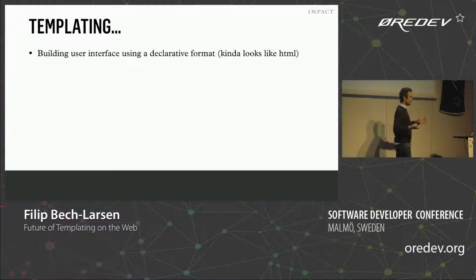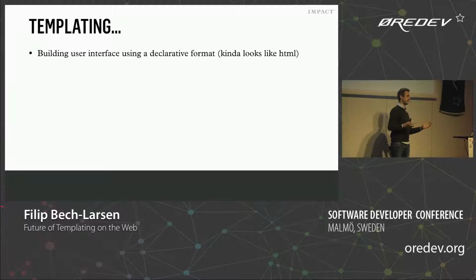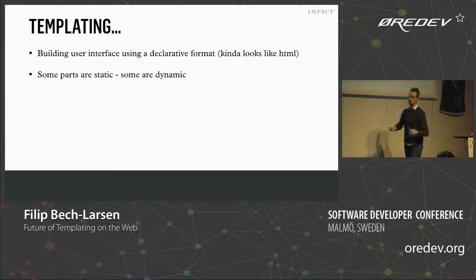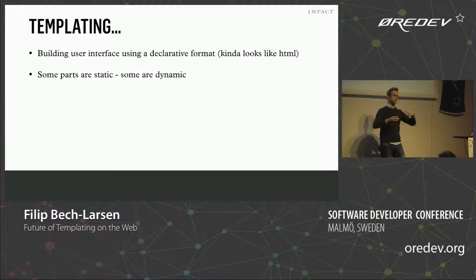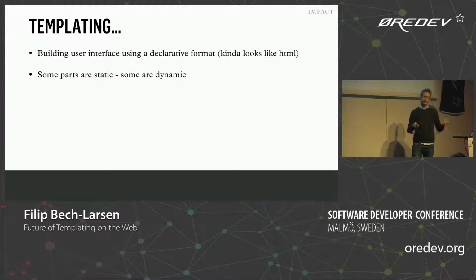Templating is a way to build the user interface. For the web, it's something like HTML, and we want to build it in a declarative way, or in some kind of format that looks like the HTML that we want it to be eventually. There are some parts that are static. Typically there's going to be a header tag, and the H1 itself is not going to change, but maybe the text content inside of it is going to change. So some parts are static, and some parts are dynamic.